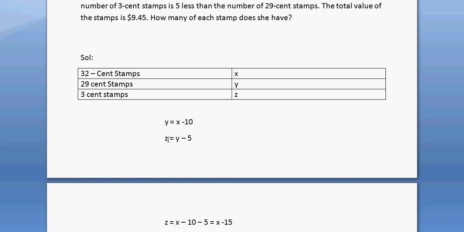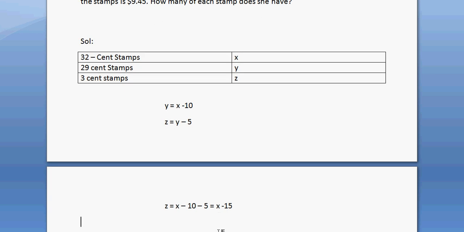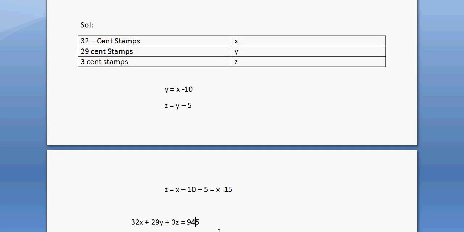Here we can also write z in terms of x by substituting y here. So z is equal to x minus 10 minus 5. So z is equal to x minus 15. What we are doing is we are writing each variable in terms of x. So y is in terms of x, z is in terms of x, x is already there. So we have found the relationship between y and x and z and x.